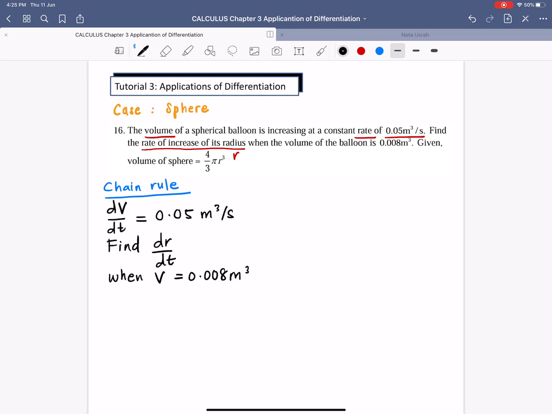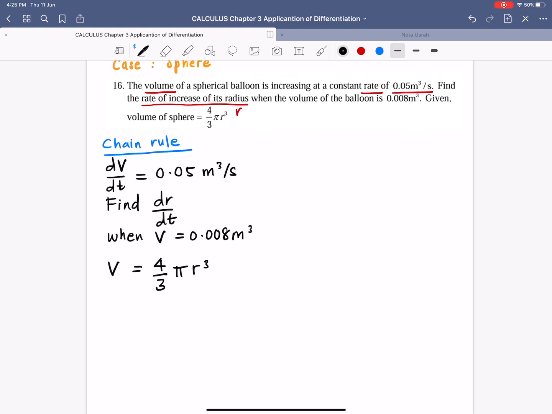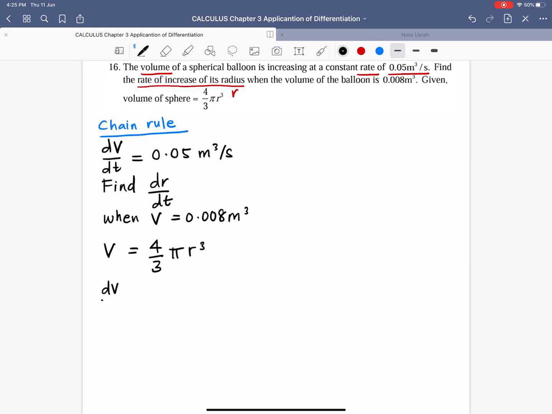Given the volume of a sphere, V equals 4/3 pi r cube. And from this formula, we can find dV/dr because V is in terms of r. So dV/dr is 3 times 4/3 times pi r square, which equals 4 pi r square.